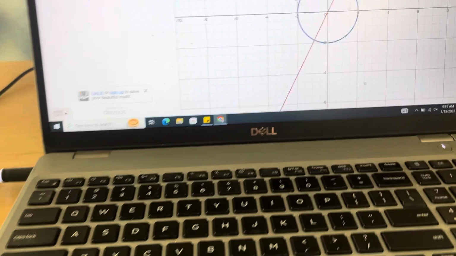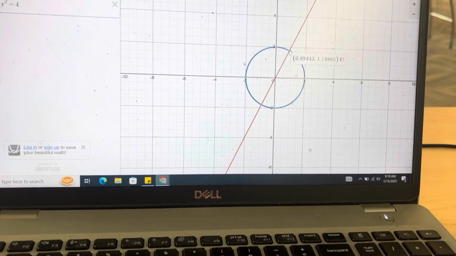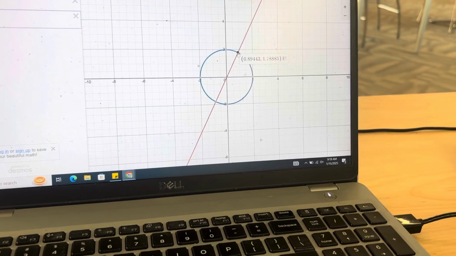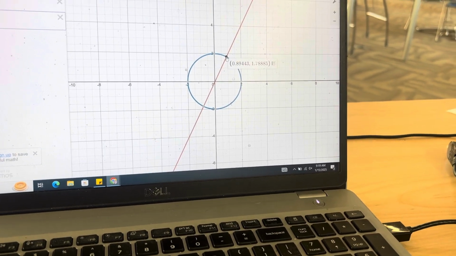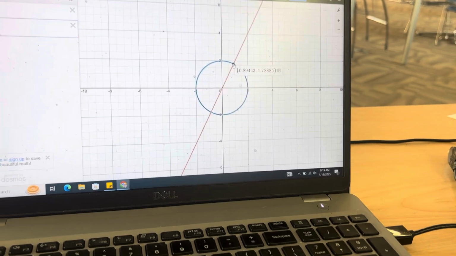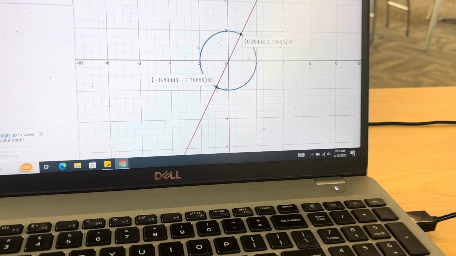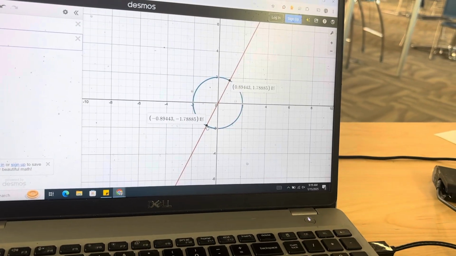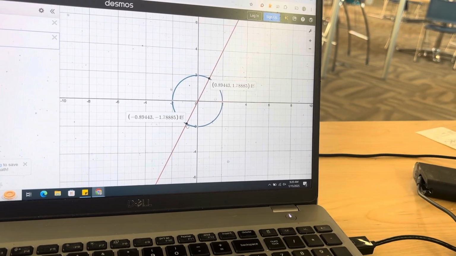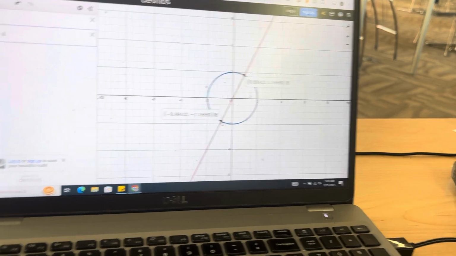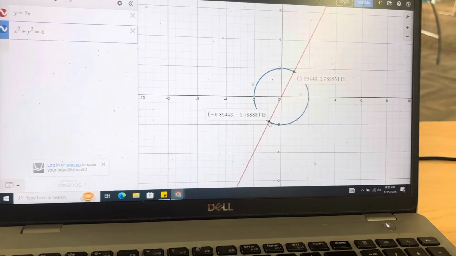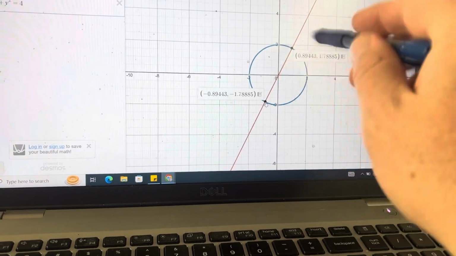So I can see I've got 2 intersections. It says round to 2 decimal places. So the first intersection I'm going to have here is 0.89 and 1.79. And then my lower intersection down here is going to be negative 0.89 and negative 1.79. Once I have those, I would actually probably be able to calculate the distance there.